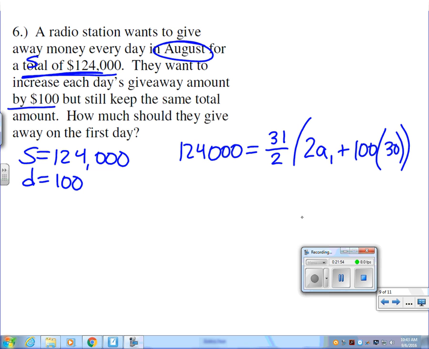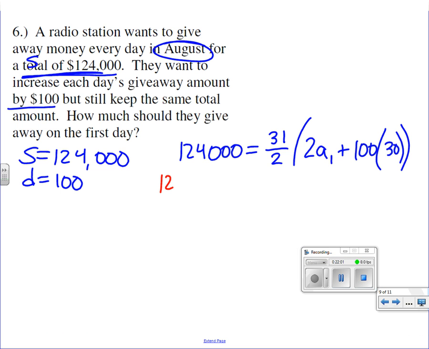There it goes. Okay. I'm going to do the same thing I always do. I'm going to divide right here to make my life easier. 31 divided by 2 is 15.5. And then I'll bring down 2A1. I'm going to go ahead and multiply here too, just so there's one less thing to worry about. 100 times 30. Yep. So I divided here and I multiplied there just to make my life a little easier.